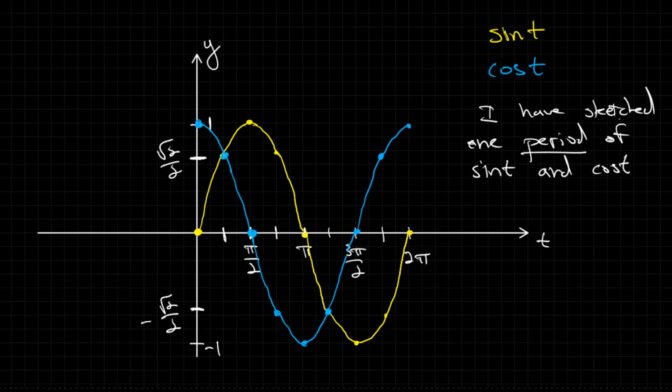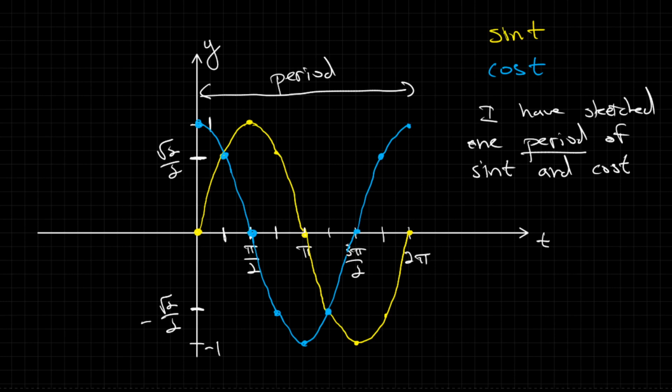So not all functions have this characteristic that they repeat over and over again, but the ones that do are called periodic. And the length in the x value that it takes for them to repeat is called the period. And more specifically, the smallest length that it takes for a function to repeat itself is called the period.